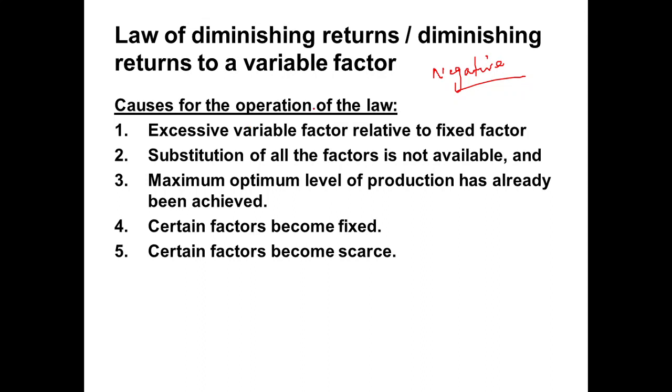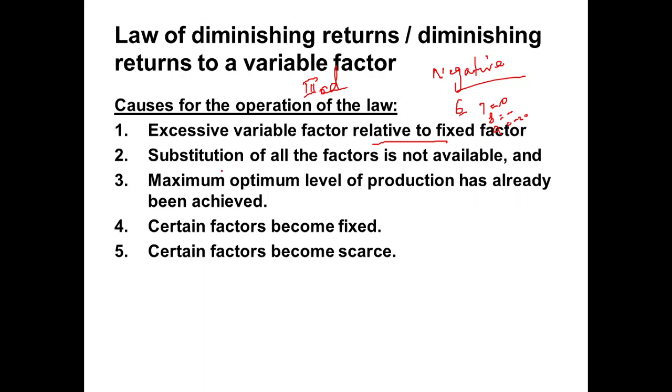In the third, we are talking about the third stage of production. So in the third stage, what are the causes why it occurs? Excessive variable factor relative to fixed factor. As I told you, after the 6th worker, the contribution of the 7th worker is 0, the 8th worker again negative, the 9th worker further negative values, like that if you check the table. So excessive variable factor in relation to fixed factor, that's why the negative return sets in.